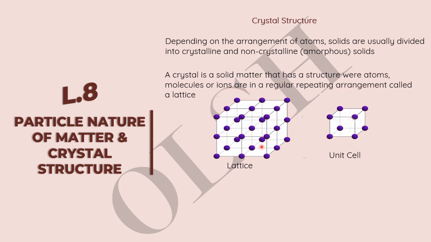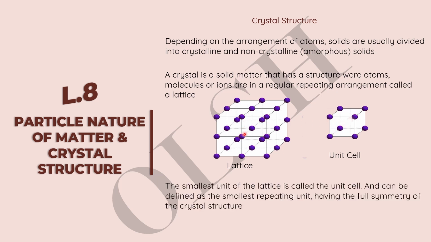So this is a regular repeating arrangement of a unit cell, called a lattice. The smallest unit of the lattice is called the unit cell, which can be defined as the smallest repeating unit having the full symmetry of the crystal structure. There are three representations for the unit cell that makes up this lattice.